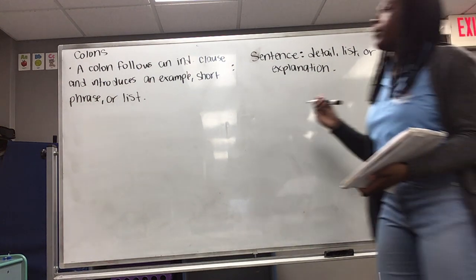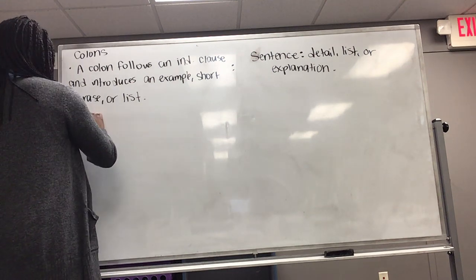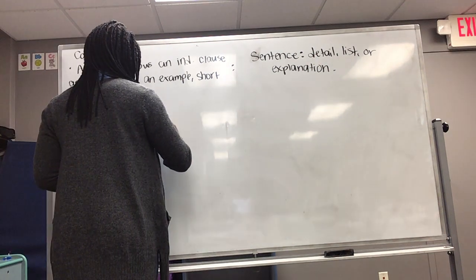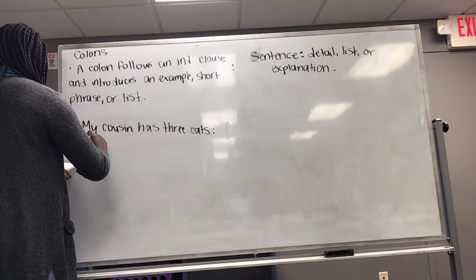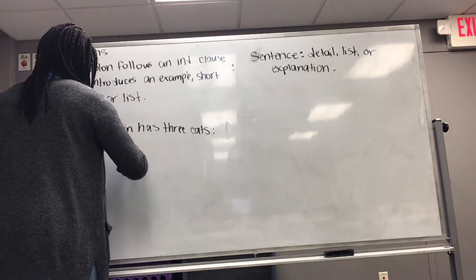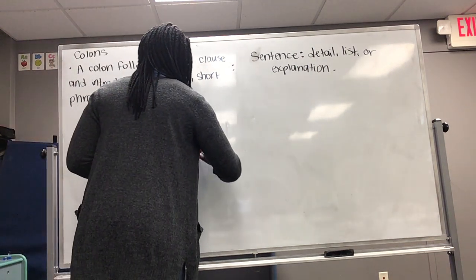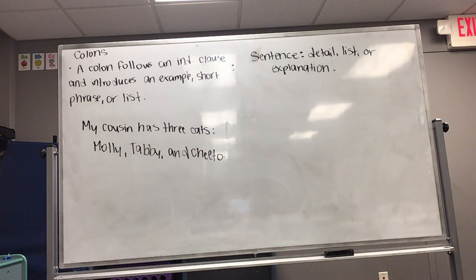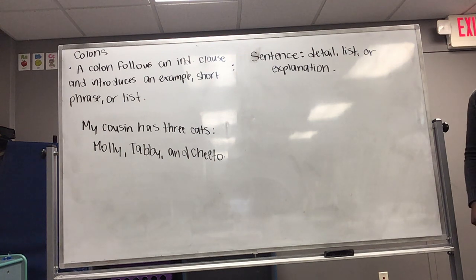So let me show you an example of the colon being used. So I could say, so here's my example. My cousin has 3 cats: Molly, Tabby, and Cheeto. So what comes after my colon is a list, and it's a list of the 3 cats.